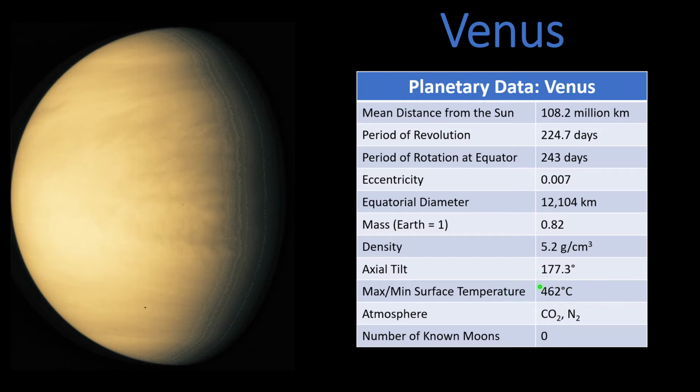Its maximum and minimum surface temperature is about the same, 462 degrees Celsius, which is incredibly hot. Venus is the hottest of all of the planets, even though it's the second closest to the sun. You would think Mercury would be. But the difference is Venus has this insanely dense atmosphere, which is mostly carbon dioxide and nitrogen. We know carbon dioxide is a greenhouse gas, so Venus is very efficient at trapping heat in its atmosphere, and that's why it is the warmest of the planets. And there are no moons of Venus.